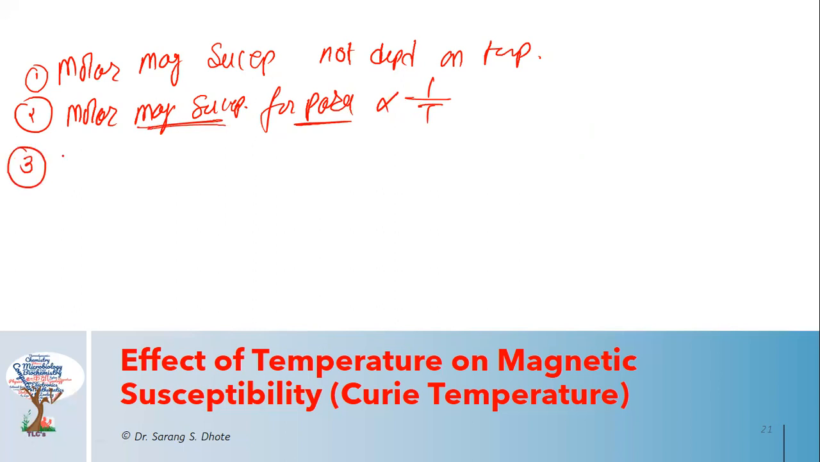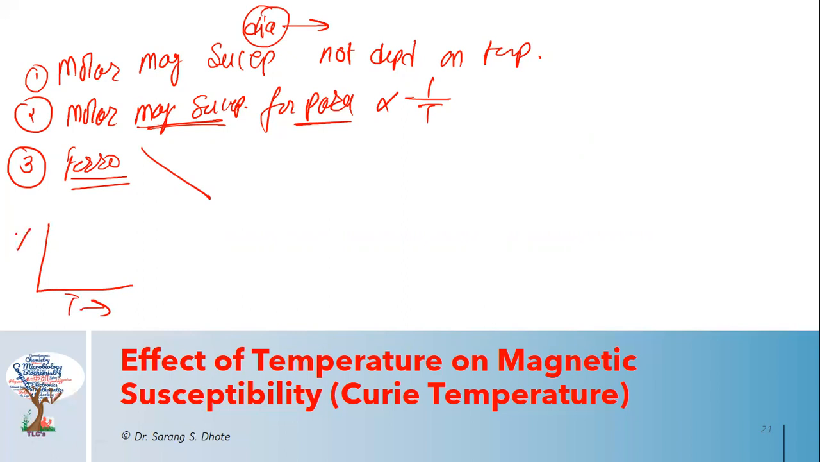With increasing temperature, molar magnetic susceptibility of a ferromagnetic substance decreases suddenly. In case of ferromagnetism, magnetic susceptibility suddenly decreases. But if I talk about a diamagnetic compound, it is not dependent. So when I increase the temperature, for a diamagnetic there will be no change.